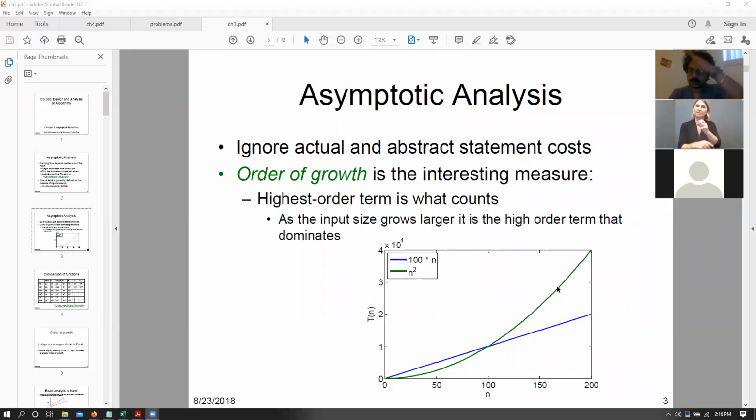After 100, I know that n squared will always dominate 100 times n, right? Because 100 times n grows linearly, and n squared, or 100 squared and 200 squared and 300 squared, those numbers always grow with some power, right? So the first thing that we want to know about these asymptotic analysis problems is the minimum value after which my order of growth is actually interesting, right?